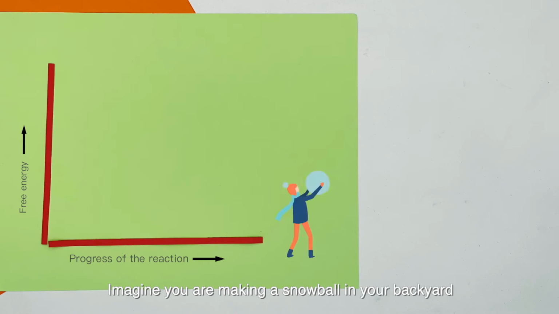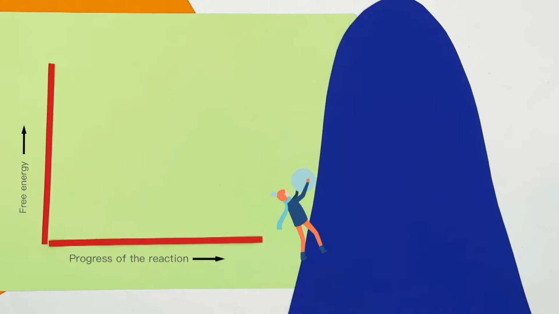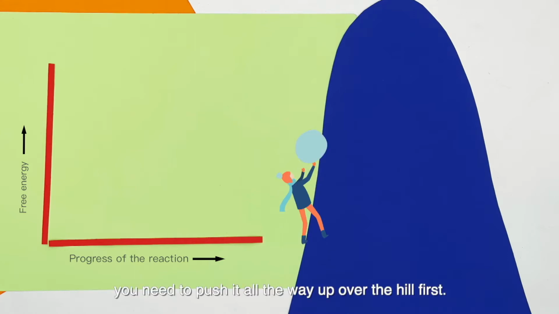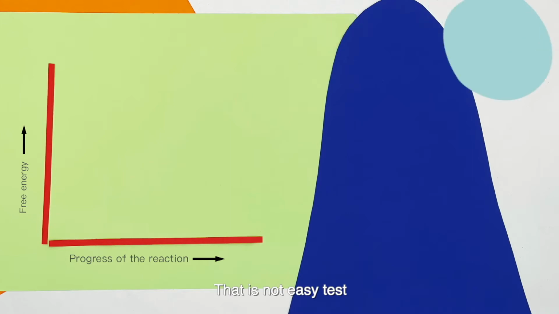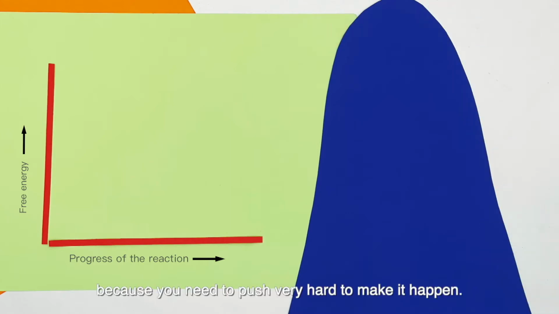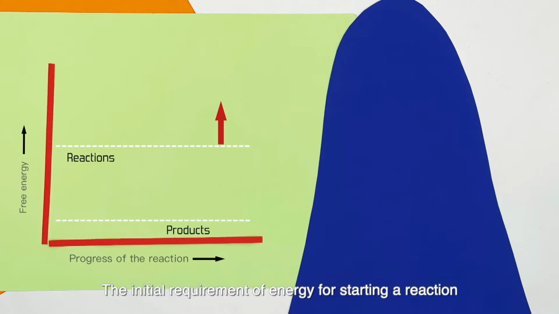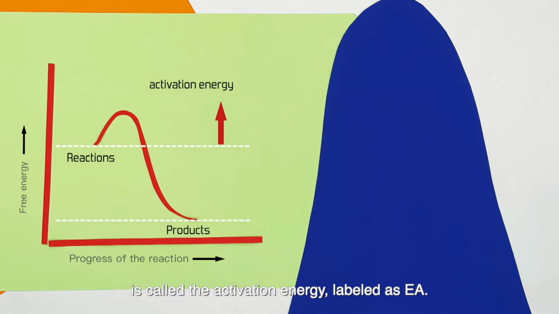Imagine you are making a snowball in your backyard, and your backyard is a giant hill. To make the snowball, you will need to push it all the way up over the hill first. That is not an easy task, because you will need to push very hard to make it happen. The initial requirement of energy for starting a reaction is called the activation energy, labeled as EA. The energy must overcome this EA so that the downhill part of the reaction can begin.